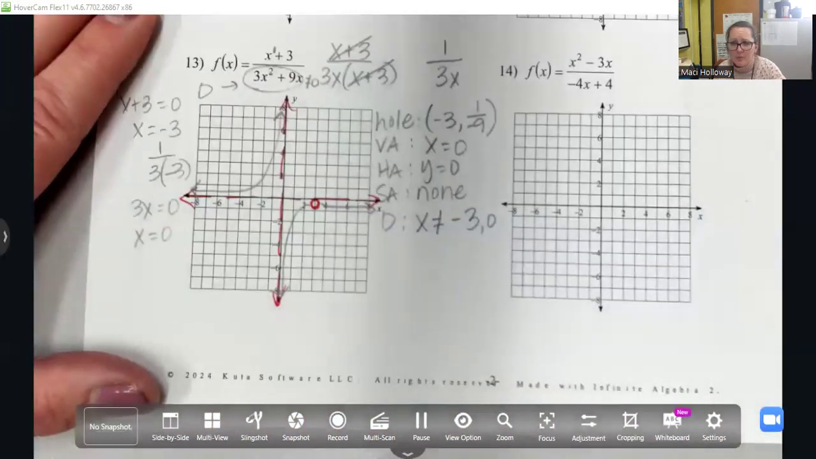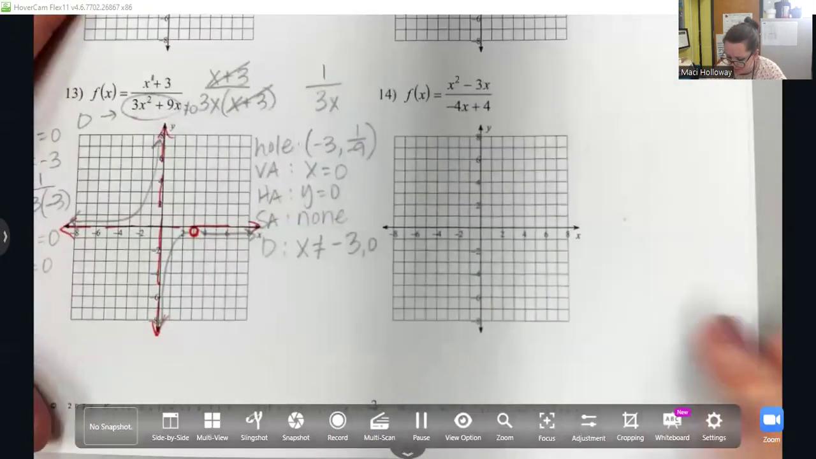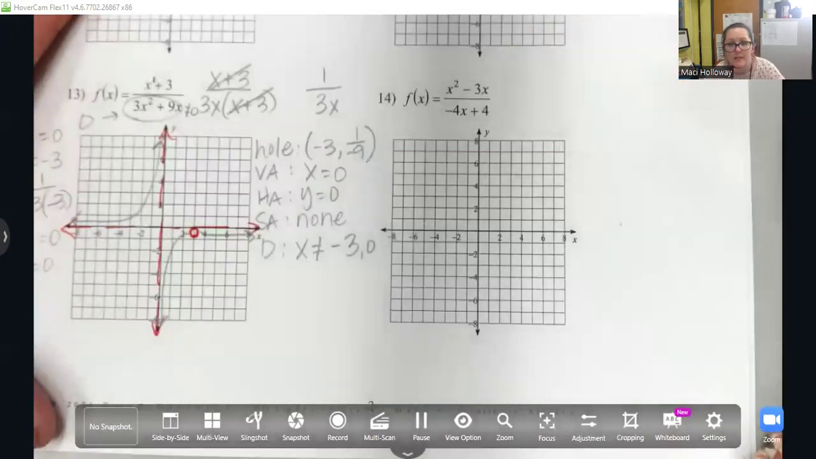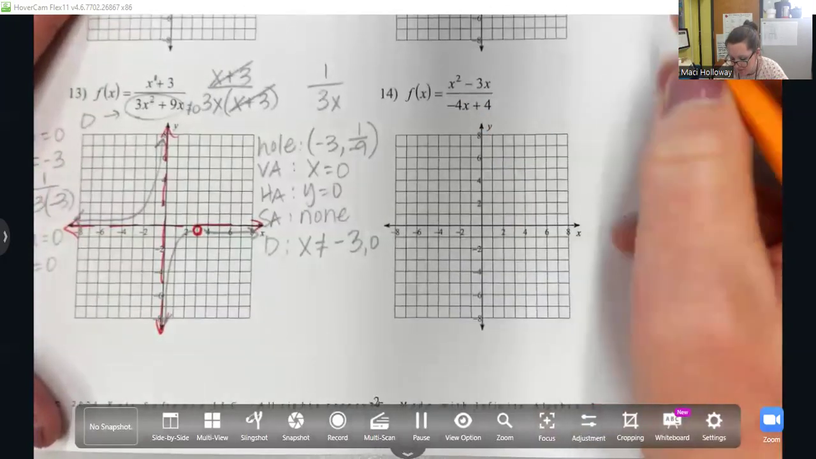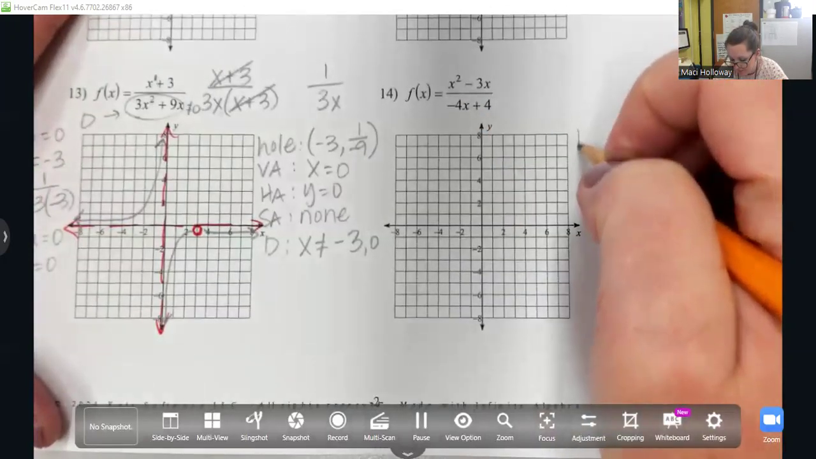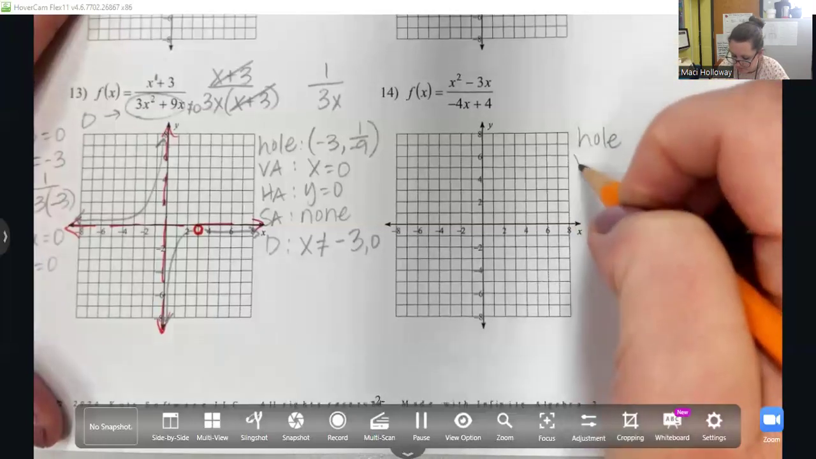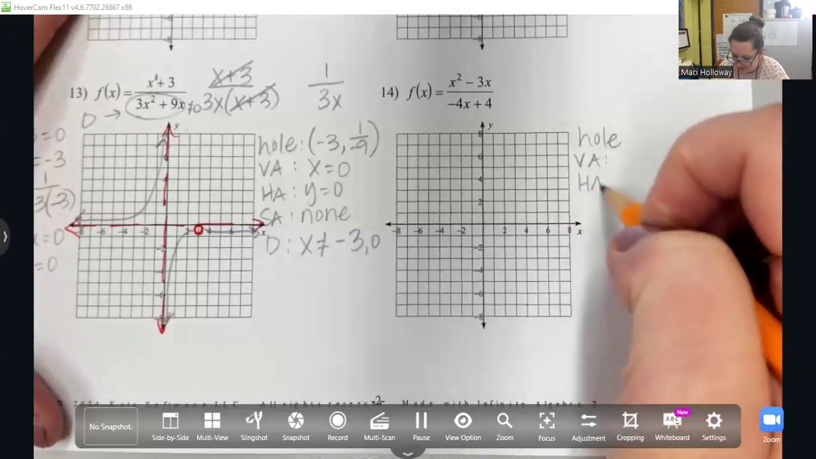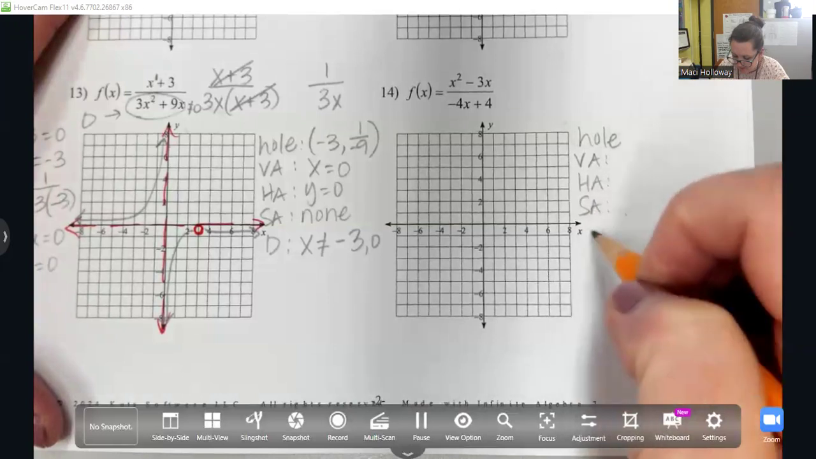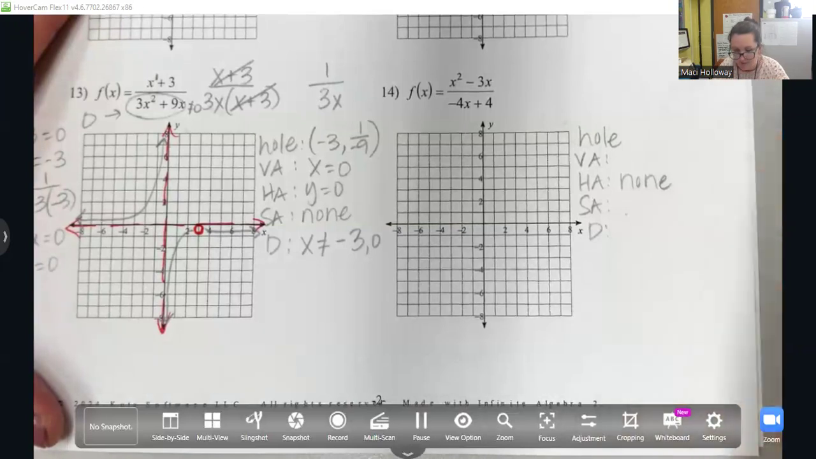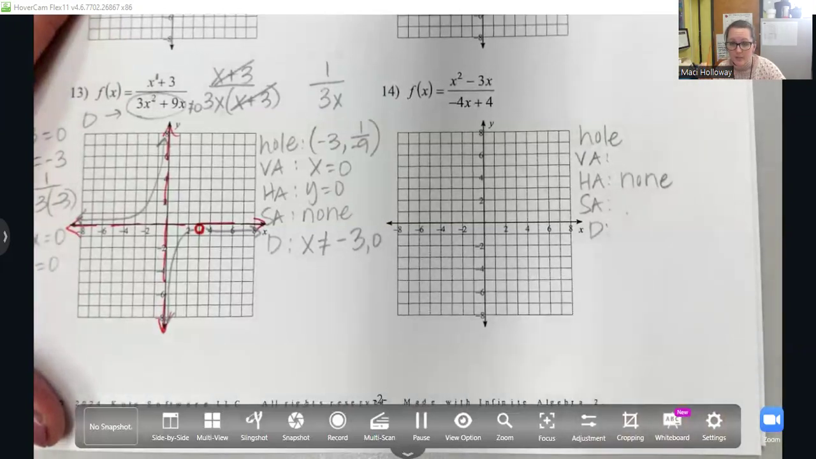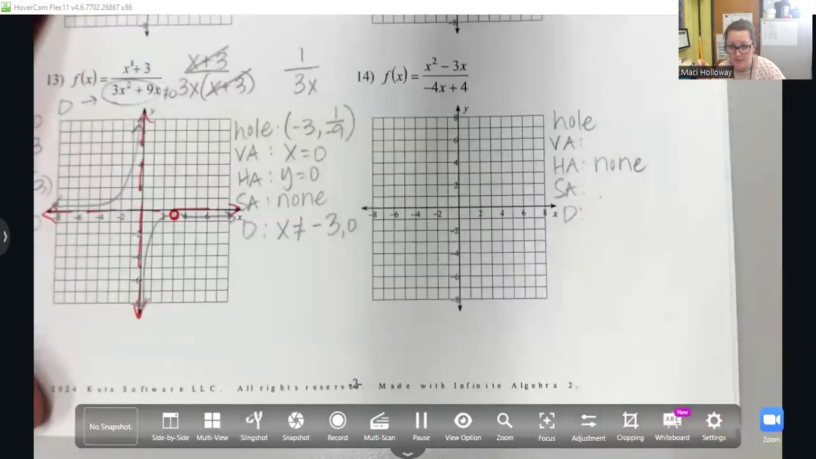If you want to do the table like we did on the other side, you can do that as well. All right, if we look at number 14, if you notice that we have 1 greater on the top, so let me write these down. Hole, VA, HA, SA, and domain. All right, so we know that there's no horizontal asymptote because it's bigger on the top. However, because it's 1 greater on the top, it is a slant asymptote.